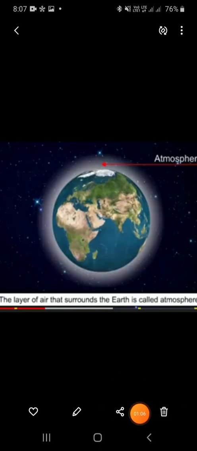Our earth is surrounded by air. The layer of air that surrounds the earth is called the atmosphere. When the atmosphere is cool, we feel cold on the earth. And when the atmosphere is hot, we feel hot on the earth. These all depend upon the sun. Basically, it is the heat received by the earth from the sun. It is due to the heat of the sun that the surrounding air becomes hot or cold.